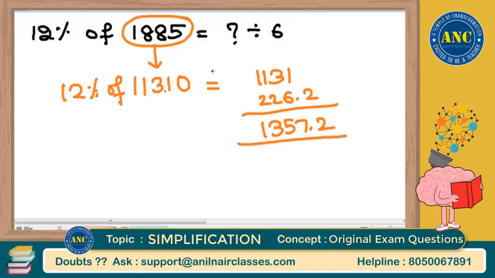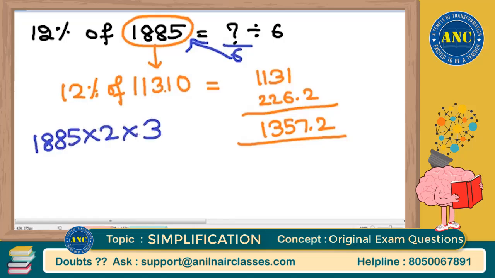I believe the idea is clear. It's a very easy question. This divided by 6, cross multiply, 1885 into 6. It is nothing but 1885 into 2 times of 3. Sir, why did you make 6 as 2 into 3? Because this 5 I should make it as 0.